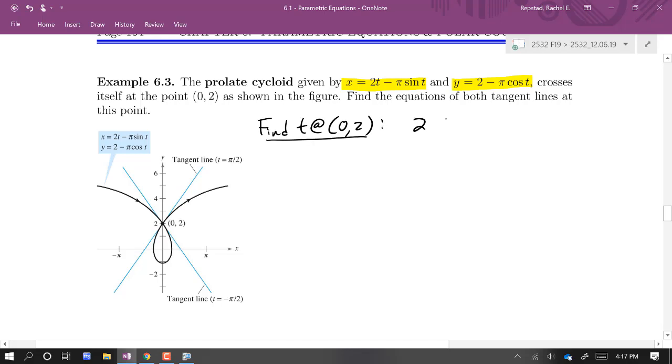So 2 minus pi cosine of t is equal to 2, and we can subtract 2 from both sides. We end up getting minus pi cosine t is equal to 0, and that means that cosine of t has to be 0. And cosine of t is 0 at the top and the bottom of the circle. So this is where t is pi over 2 and negative pi over 2.